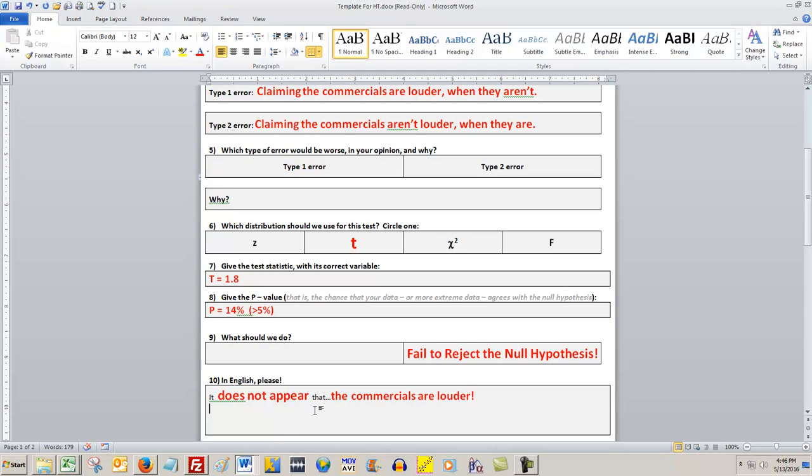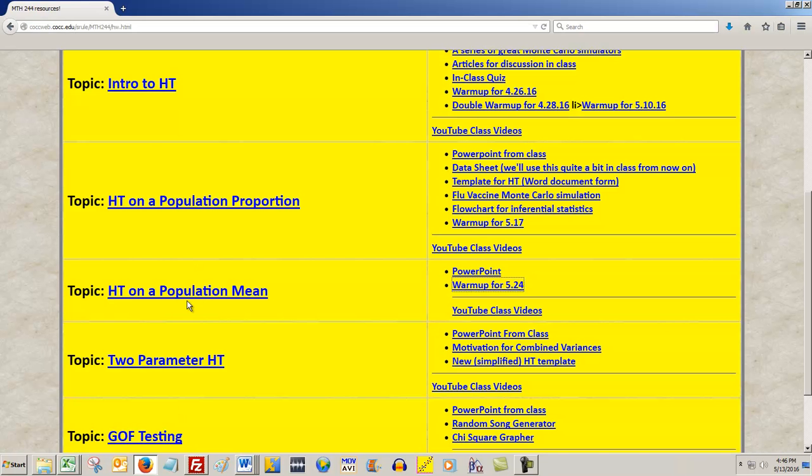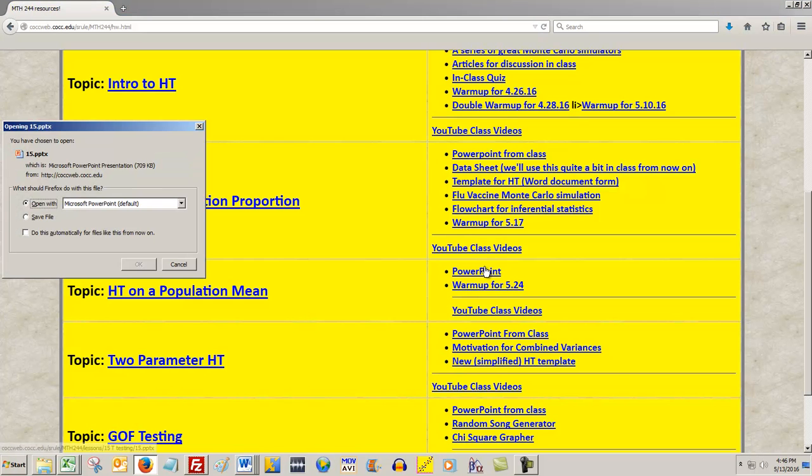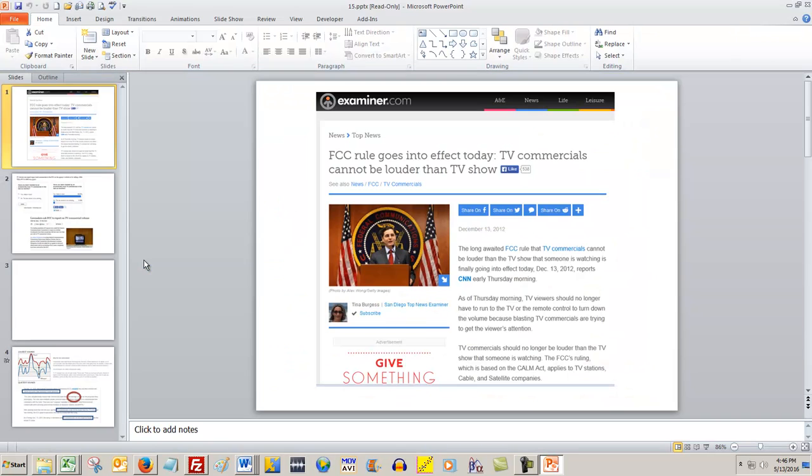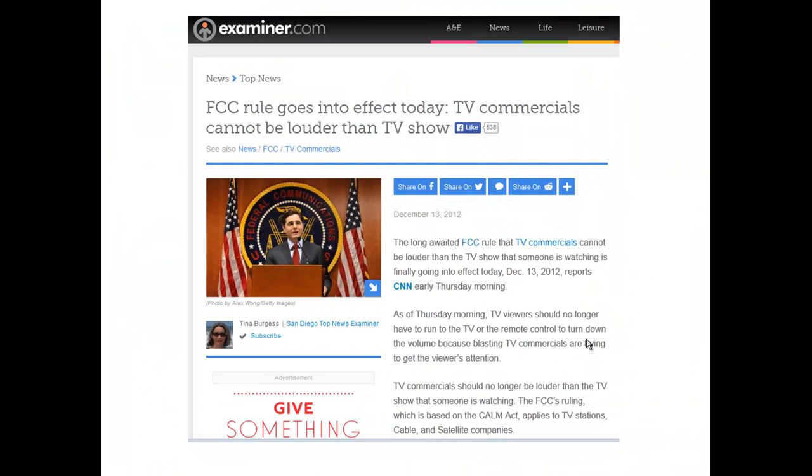Now, what's interesting about this, when I collected this data, I was like, how can that actually be? So I did a little bit of digging. I think I have the PowerPoint on your resource page. Let me crack this thing open and talk to you about it. I did a little digging back in the day, and it was very interesting to me. As I dug, I realized that the government actually took this on a few years ago. Back in 2012, the FCC, a division of the government, created a rule that commercials cannot be louder than the TV shows.